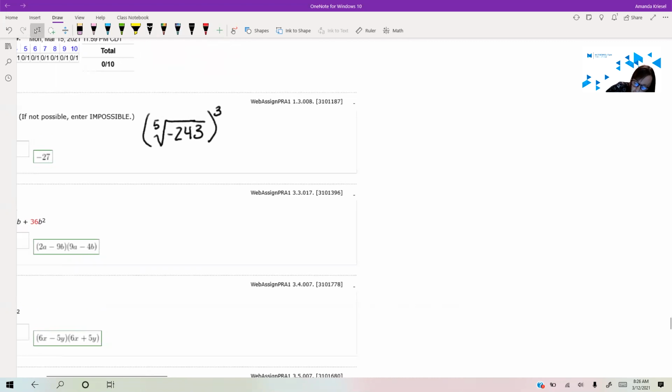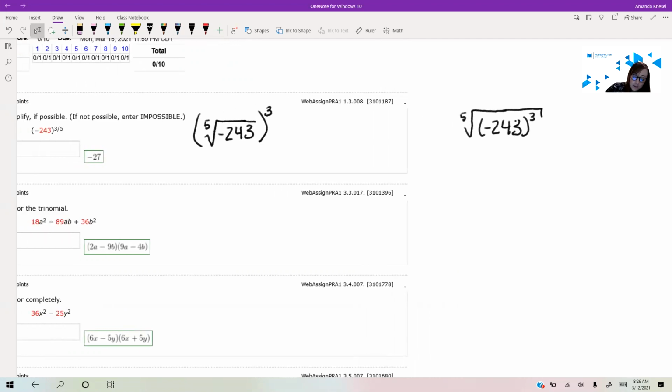The other way you could think about it is I could take negative 243, raise that to the third power, and then take the fifth root of whatever that value is. For me, I like to think about which one is easier to do mental math wise, and taking the fifth root of 243 is going to be a little bit easier. You can use a scientific calculator if you want. If you don't have one, then you might want to use a table of values. And like I said, just send me an email. I can provide a way to do this with mental math.